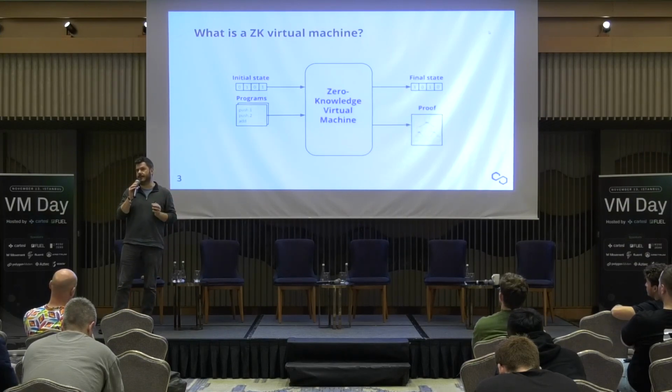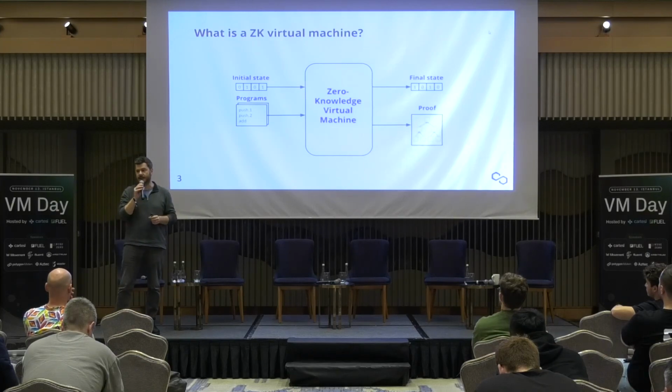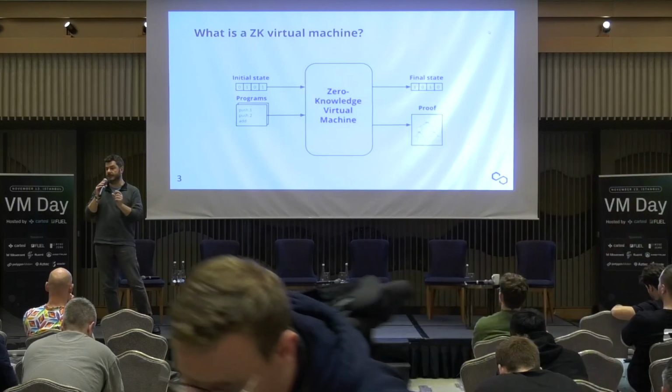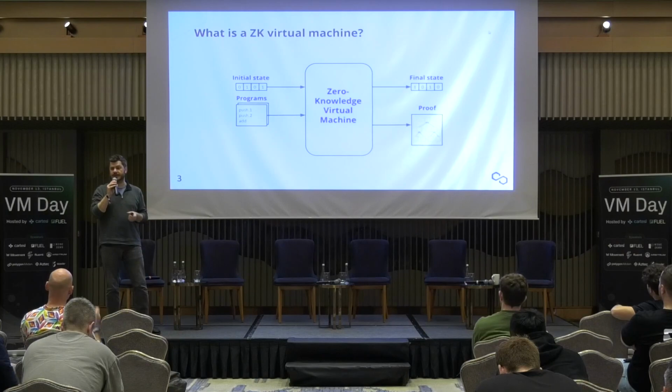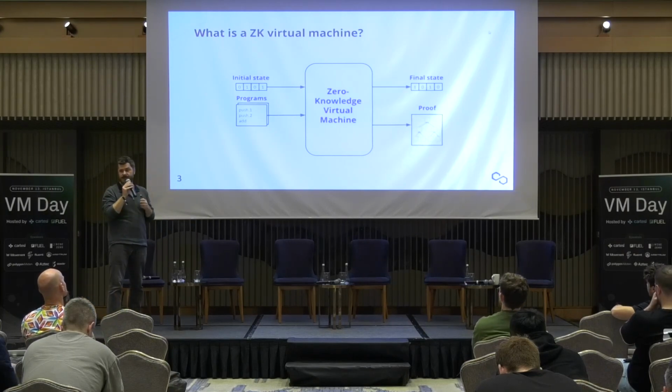With the ZK-VM, we get a couple more boxes here. One of the boxes is you also get the proof of execution at the end. So as you execute some program, at the end you get this proof, and nobody else needs to execute this program again. They just verify the proof and know that this set of inputs, if you apply this program, will lead to this set of outputs.